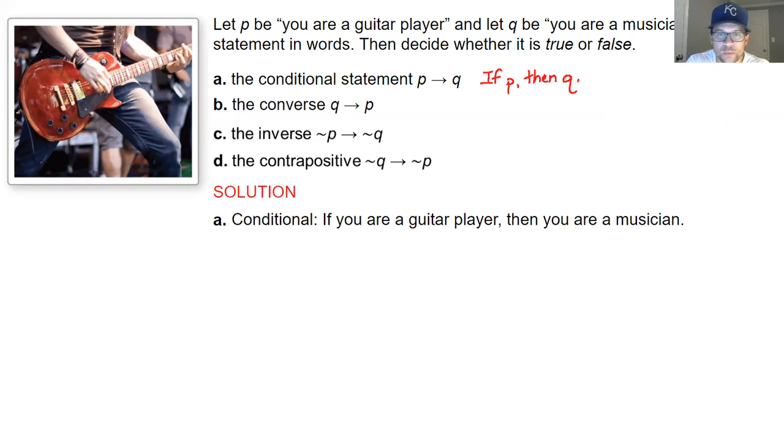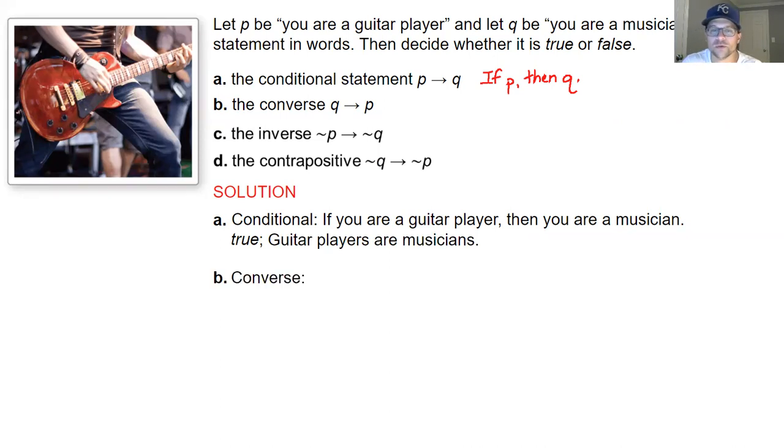Okay, so that's writing just the if P then Q conditional statement. Now we need to determine whether it is true or false. This one is true. If you are able to play the guitar, you are creating music and you would be considered a musician. All guitar players are musicians.